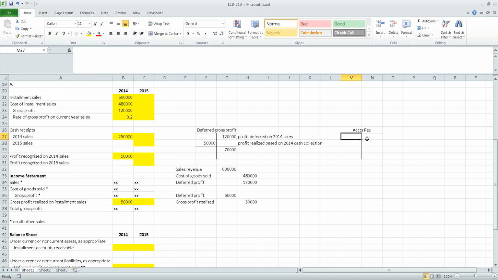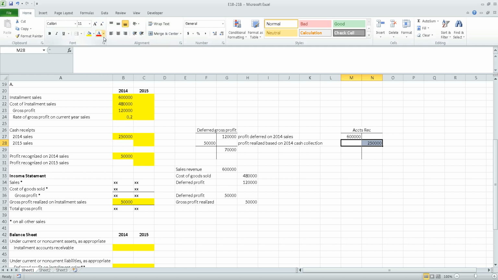Okay, so when we originally booked these sales, we debited accounts receivable and credited sales for $600,000. So I'm going to drop that $600,000 in there. That was the dollar amount of installment sales made this year. And we collected cash of $250,000. That's what the facts of the problem tell us here, that we collected $250,000 cash. Debit cash, credit accounts receivable.